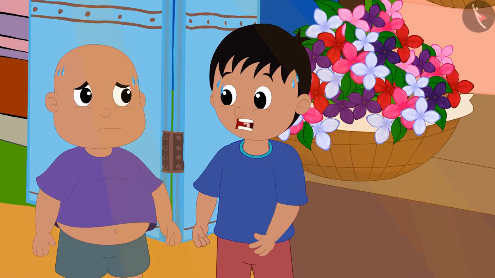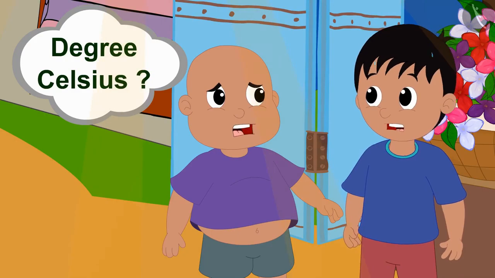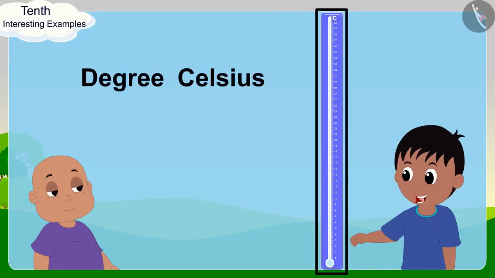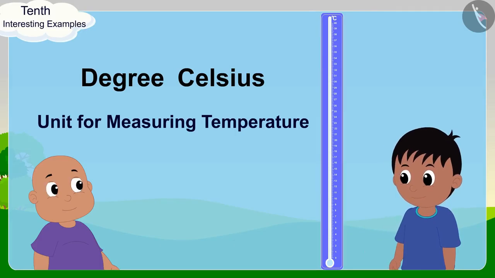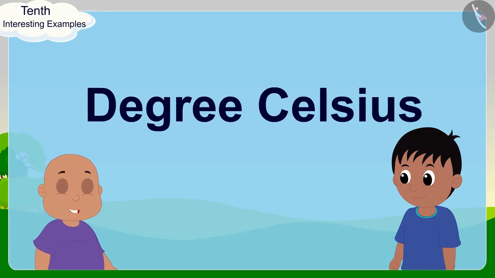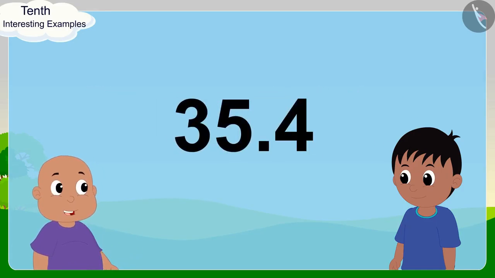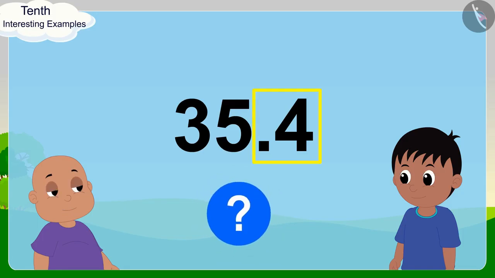This morning, I heard on the radio that today the temperature in Champapur is 35.4 degrees Celsius. What is degree Celsius, Raju? Degree Celsius is the unit for measuring temperature. Raju explained to Bablu. Okay, I understood degree Celsius. 35.4 degrees Celsius. Raju, 35 is fine, but what is this 0.4?